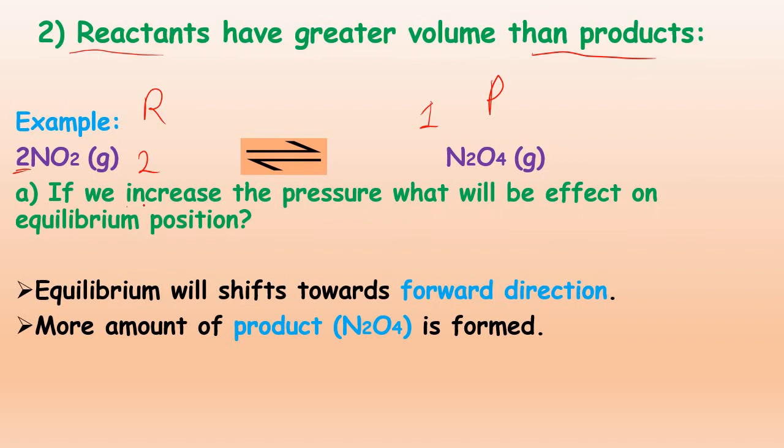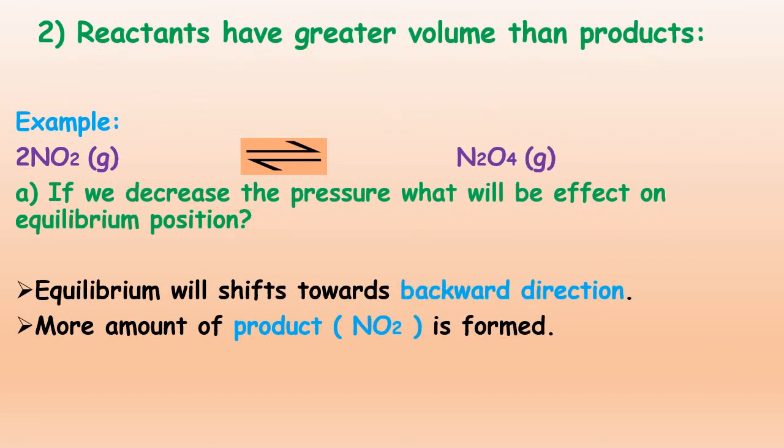So if we increase the pressure here, as I have told you earlier, the equilibrium will move towards the direction where there are fewer moles. Here the fewer moles are in the forward direction. That is the reason the equilibrium is moving towards the forward direction, and we will write 2 marks for this question. We have to write the two ideas in the same way. So more amount of product N2O4 is formed, right?